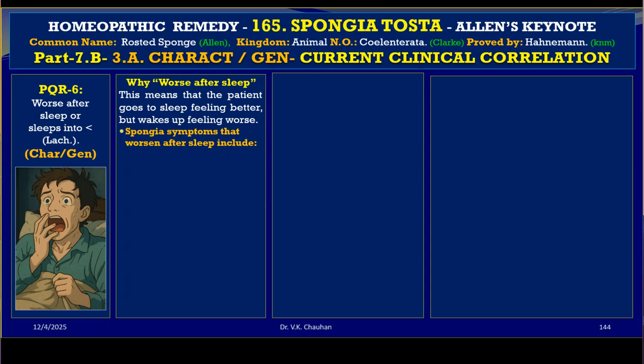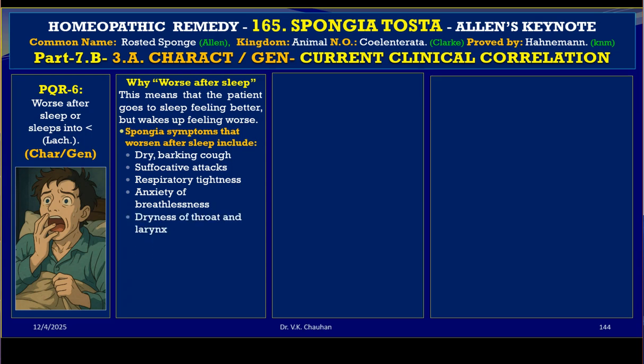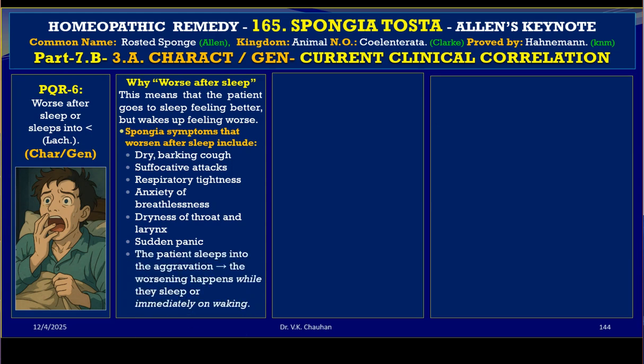So Spongia has this particular symptom, most probably because of dry cough. If you are talking about Spongia, it is a dry barking cough which wakes him up, suffocative attacks which wake him up, respiratory distress and tightness, anxiety of breathlessness that he is going to suffocate, dryness of throat and larynx, and sudden panic. All that contributes to aggravation in sleep. The patient sleeps into the aggravation. The worsening happens while they sleep, or immediately before waking, or after waking.